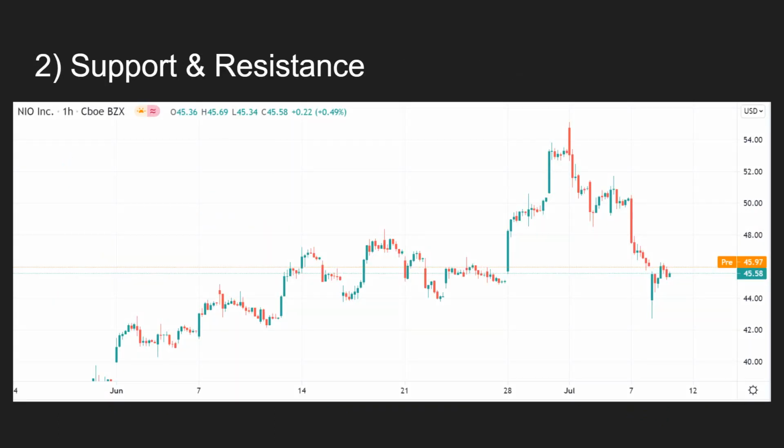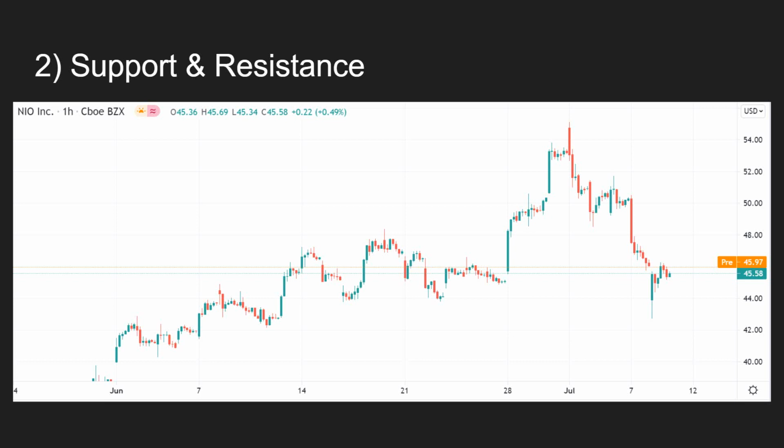The next thing, in my personal view, which is one of the most important things and what I like to use, is support and resistance, classical support and resistance. And I've got this example of NIO. I do the wheel strategy on NIO. I've been doing it since February.